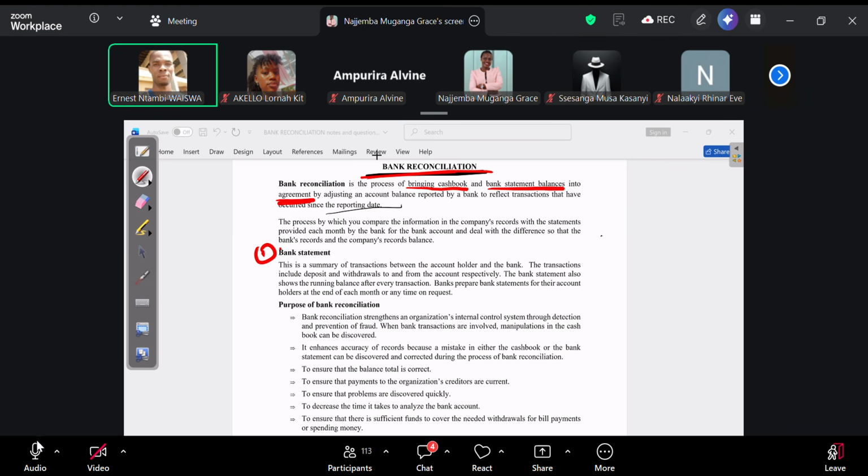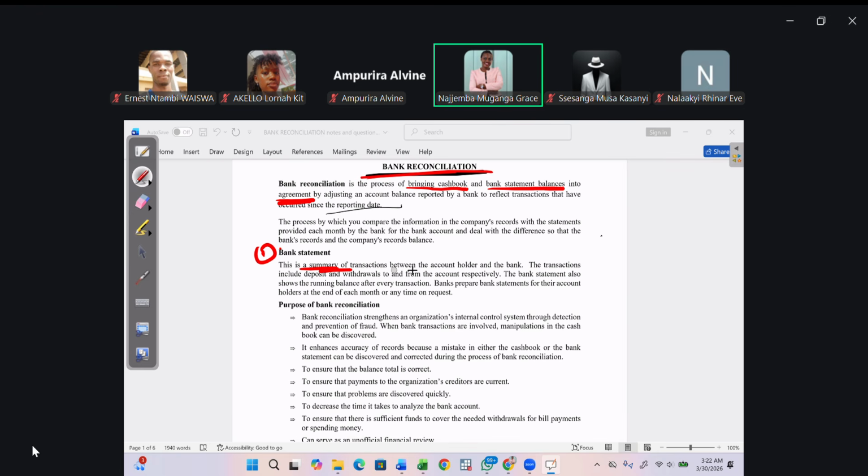Great. So, members, a bank statement is a summary of transactions. The bank gives you a summary of what transpired on your bank account. So it's a summary of transactions between the account holder and the bank. When you send money, when you withdraw, when you ask that payments are done, all that appears on a bank statement.